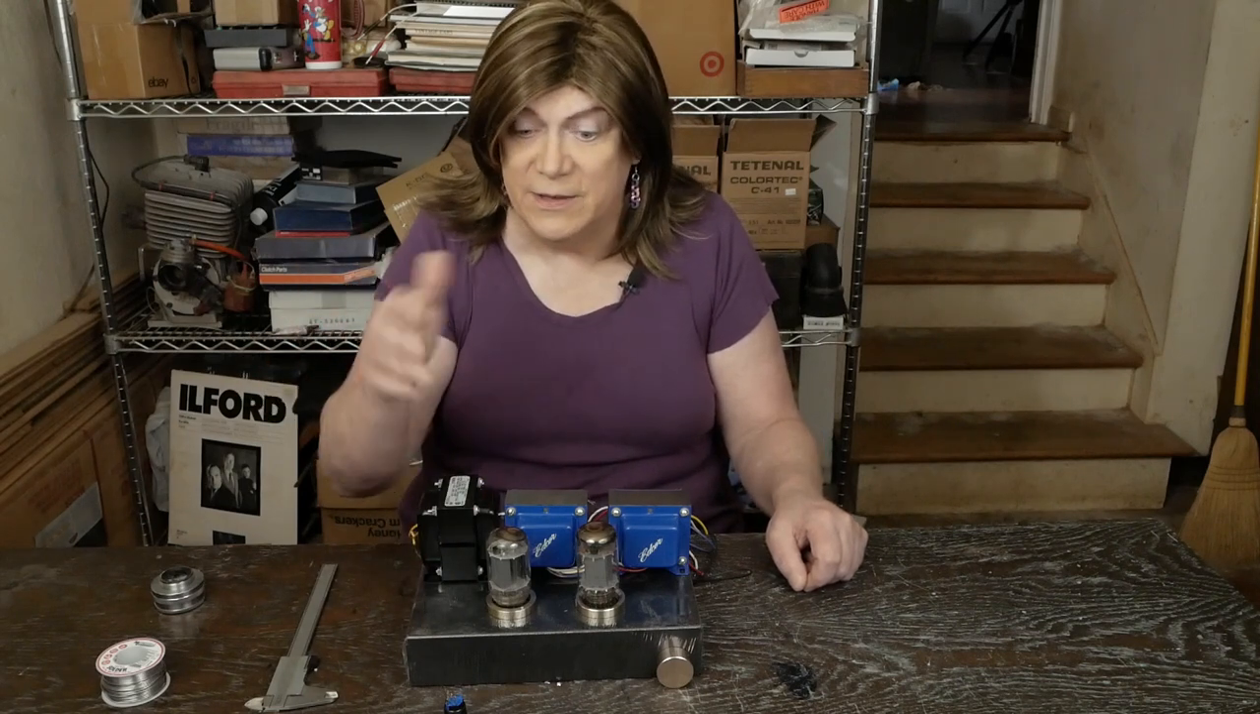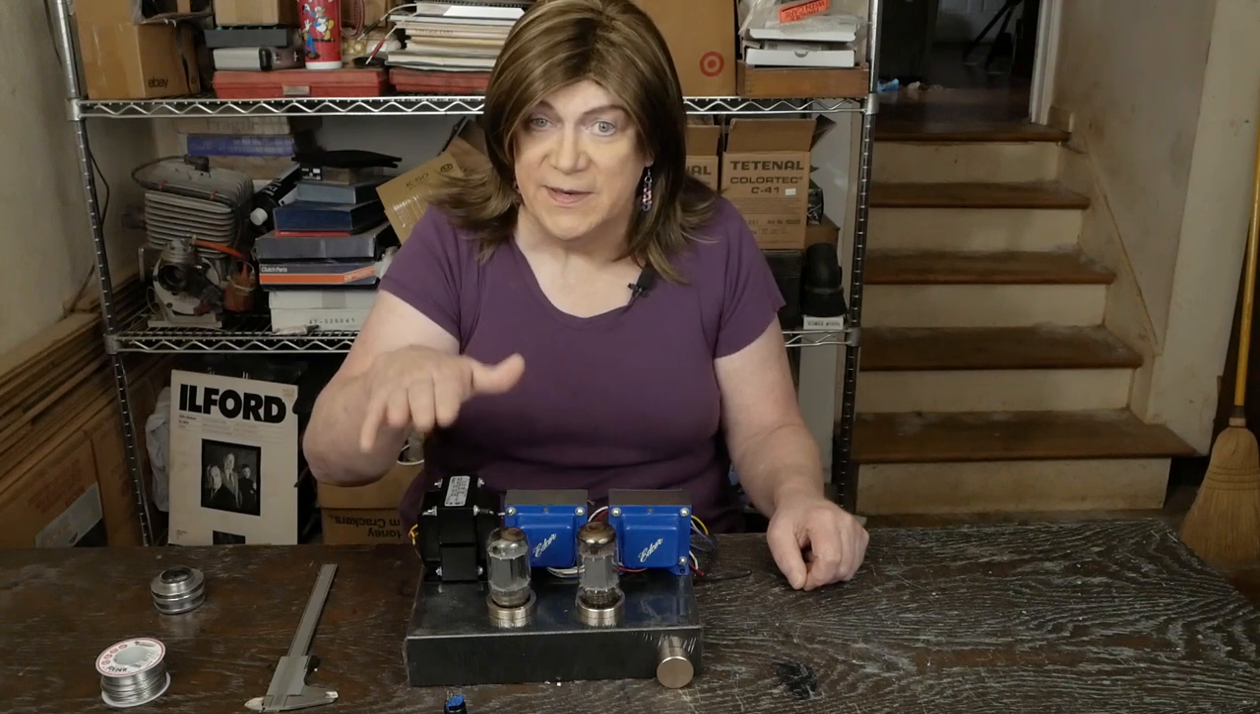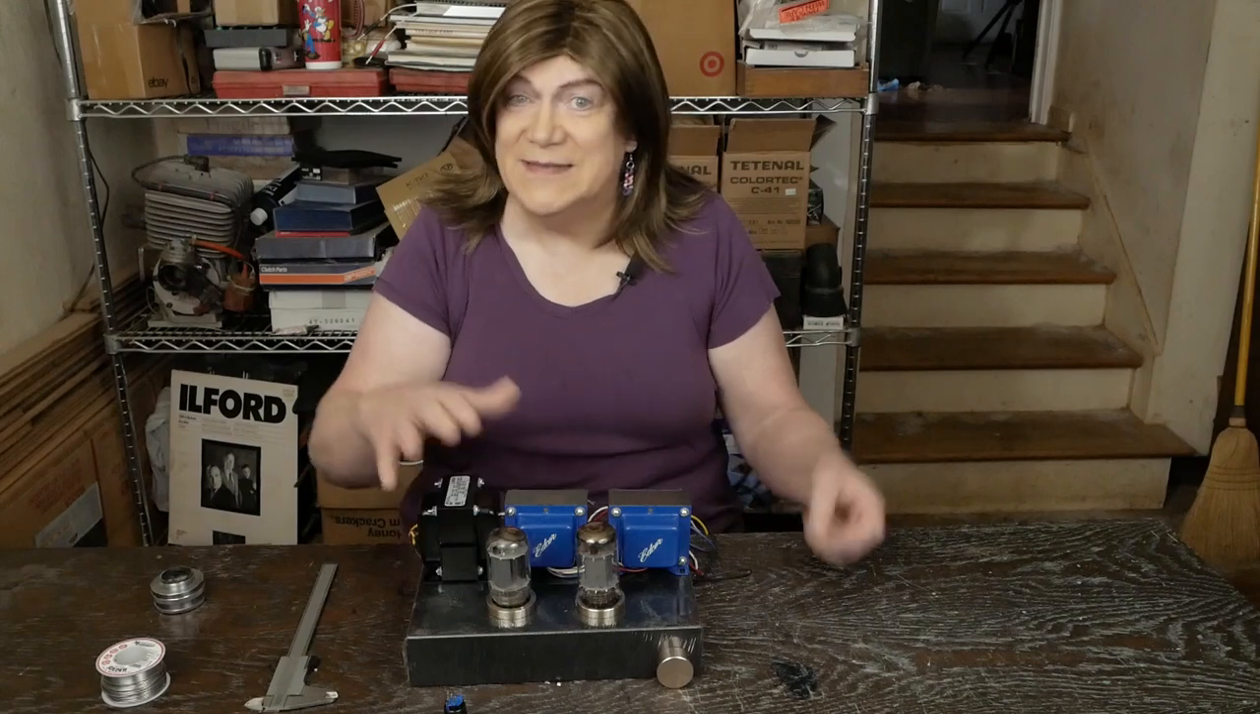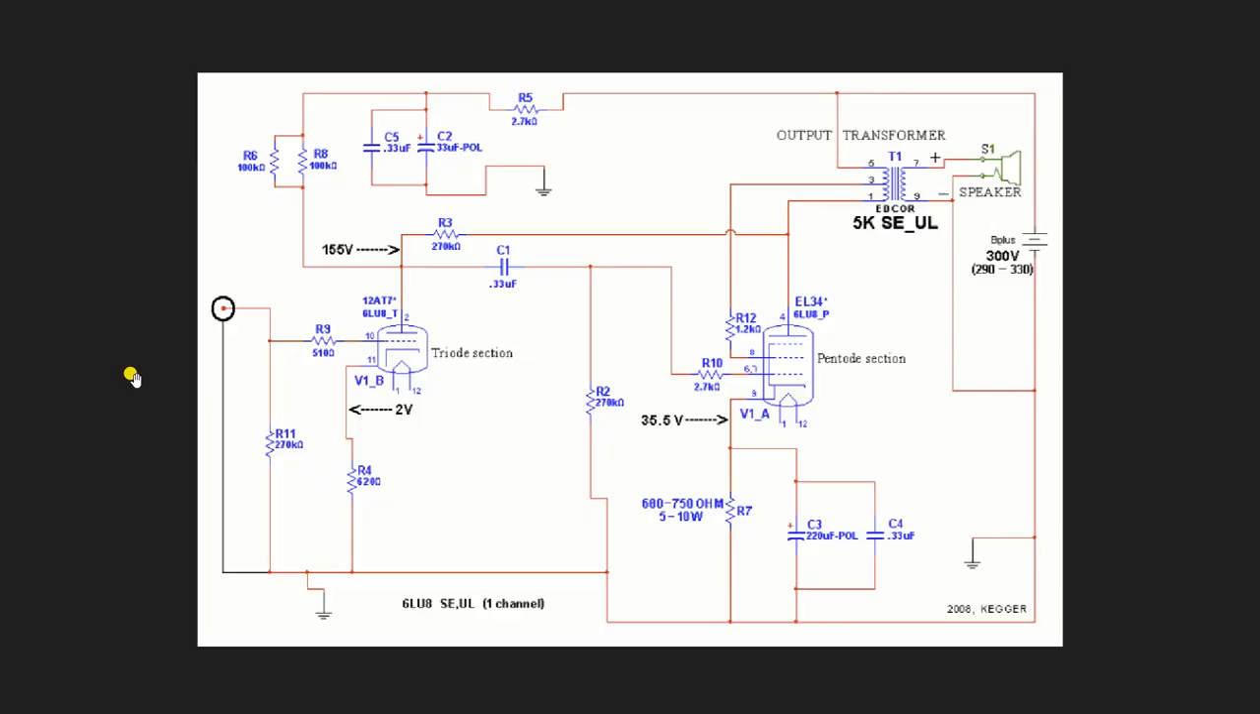You don't need DC heaters to make them quiet, but you do need a very filtered power supply. So, let's get into figuring this out. Okay, so let's start looking at the schematic. And this is what we're going to be working from.